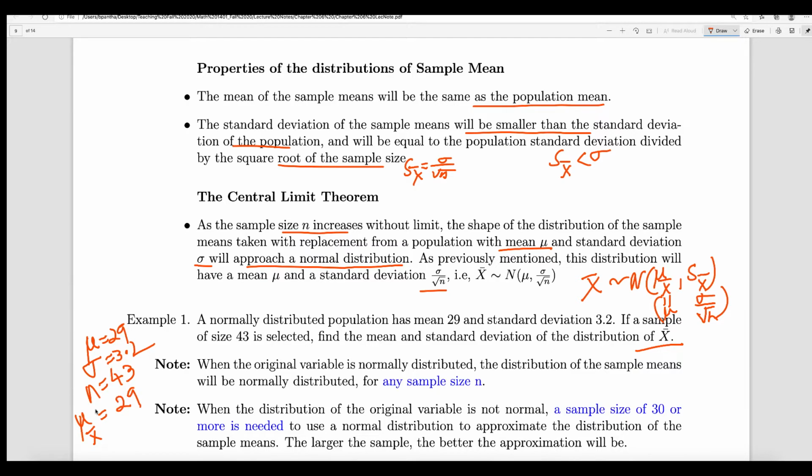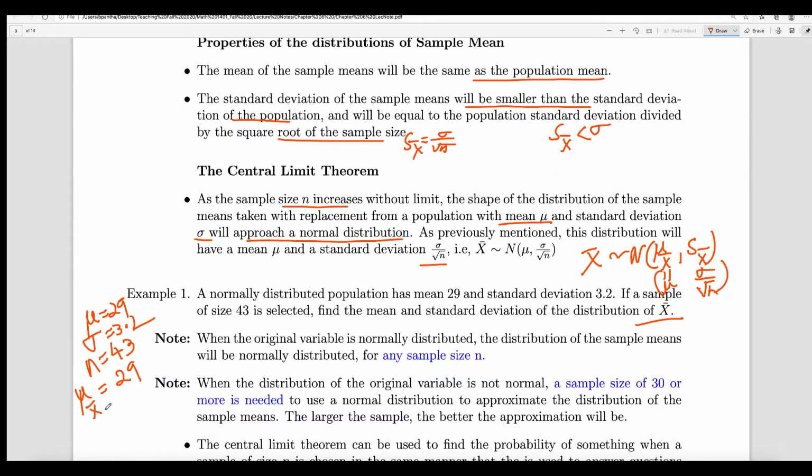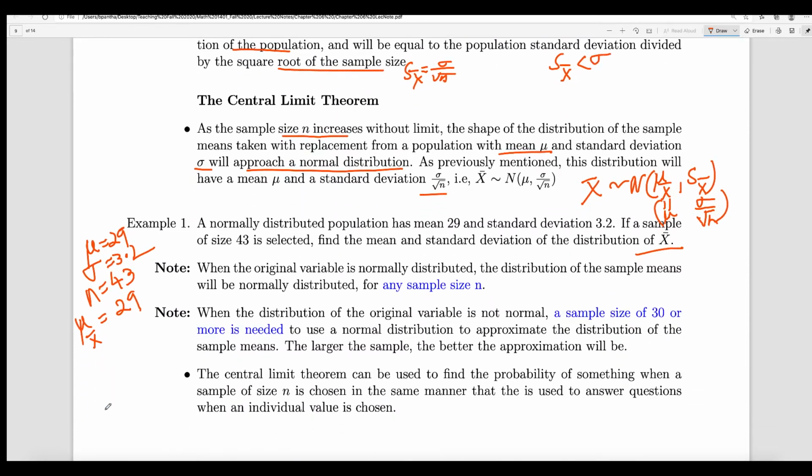Because what we said is that for the sampling distribution of the sample mean, the mean of the sampling distribution is the same as the population mean. But how about the standard deviation of the sampling distribution? It will be sigma over root n, right? How much would that be? Sigma is 3.2, and then root 43. If you use a calculator, you will get 0.488.